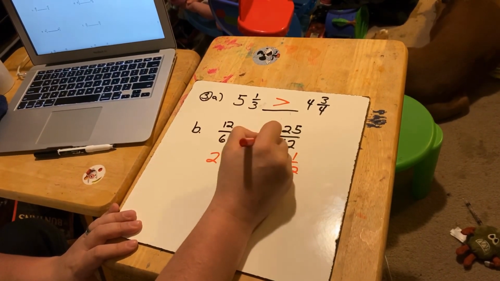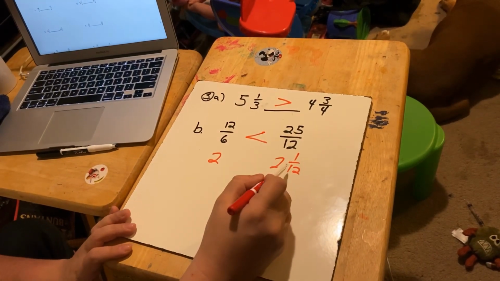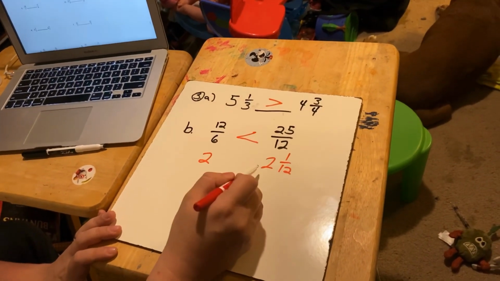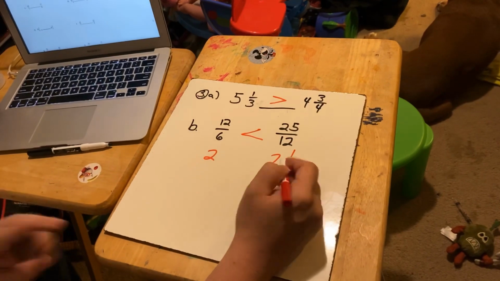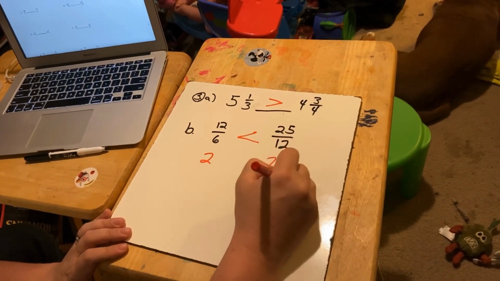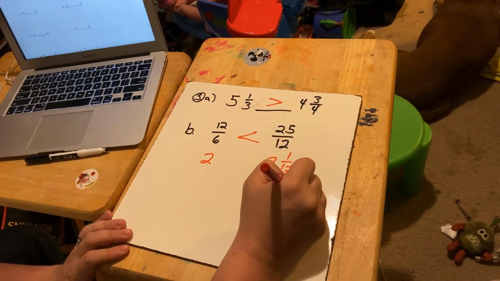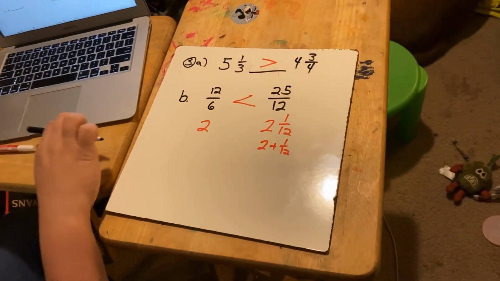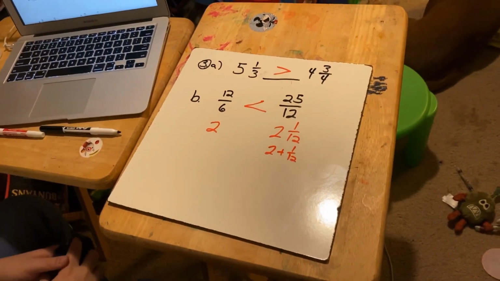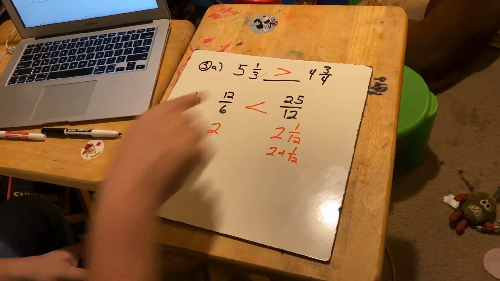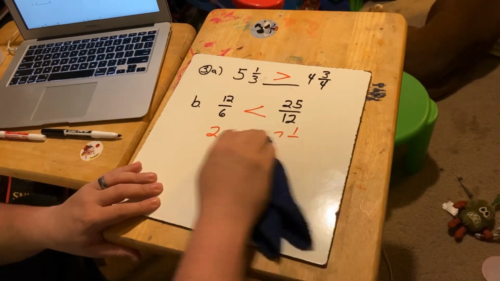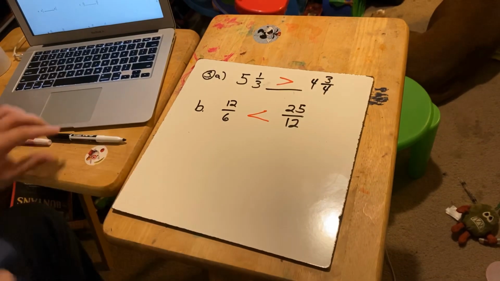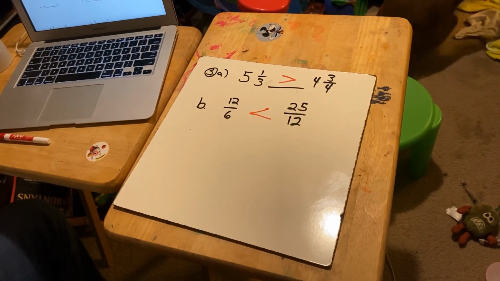Well, this is it, because what they want you to see here is that both of these have the whole number of 2, but this has just a little bit more. This is 2 plus 1/12. Okay? And once again, you don't have to give a brief explanation for each one. I just want to see that you're putting these symbols in there. Erase this. Moving on to C.